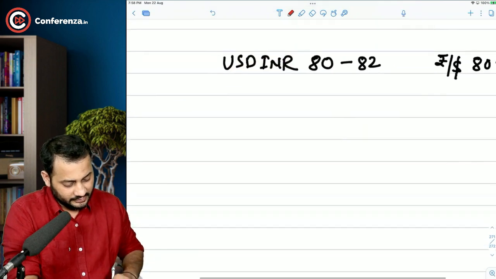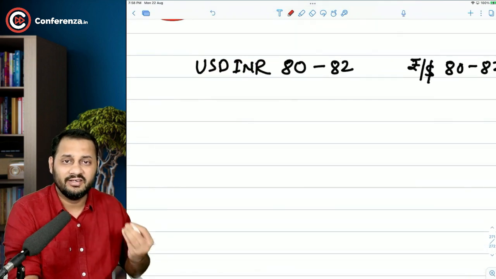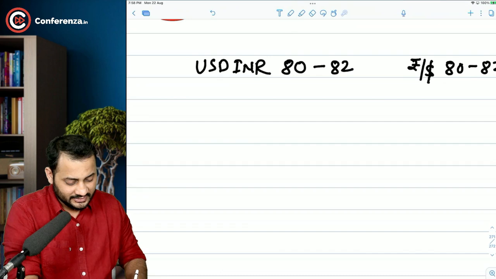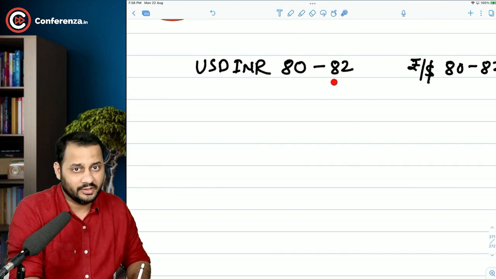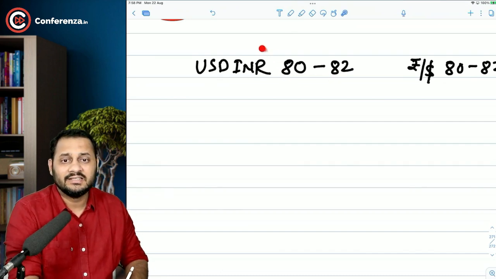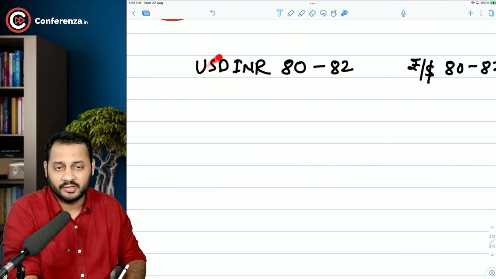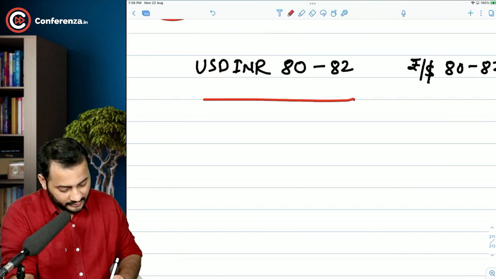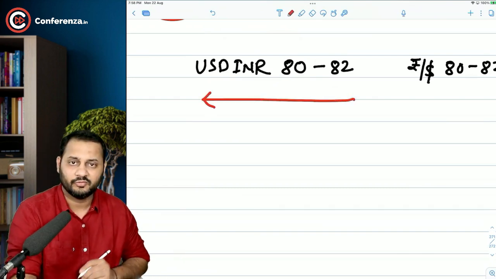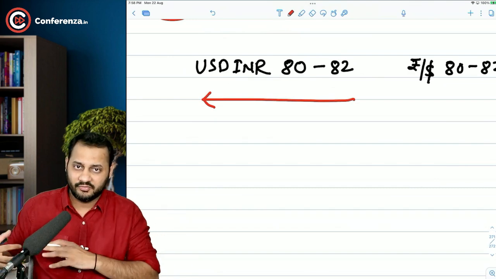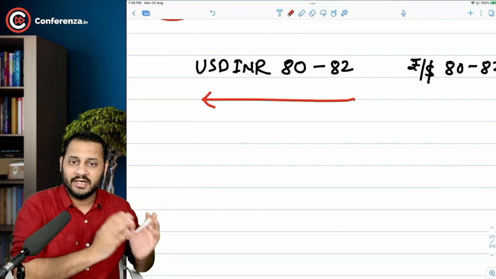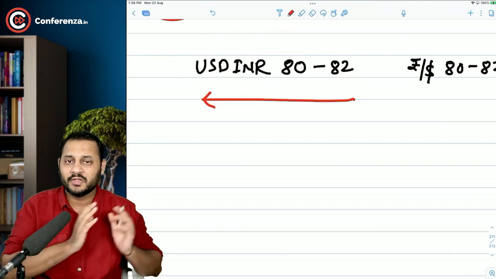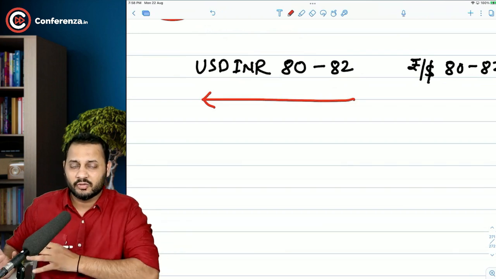The first is how to read this. Should I read USD INR 80/82? You can do that. But 80 is the INR for $1, and 82 is the INR for $1. So mostly you read it in this manner, from right to left. 80 rupees per dollar, 82 rupees per dollar.